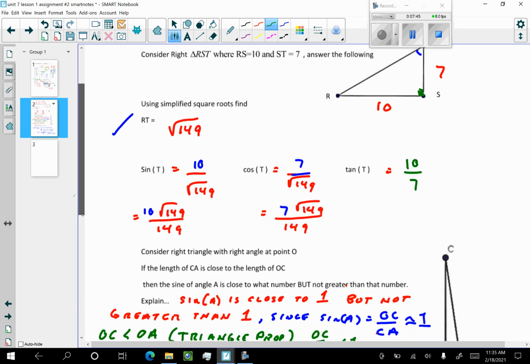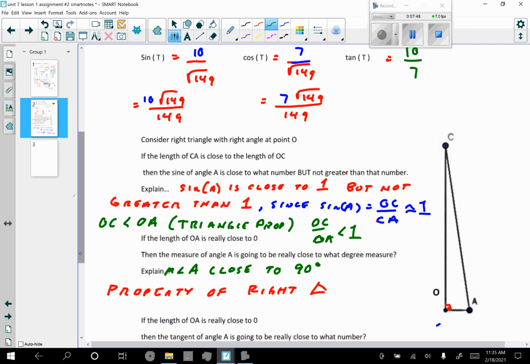And then I've got these writing problems. Here I have a right triangle with right angle at O. I got this guy right here. If the length of CA right here is close to the length of OC, then the sine of angle A is going to be close to what number, but not greater than what number? Well, the sine of A is going to be the opposite, which is OC, over the hypotenuse, which is CA.